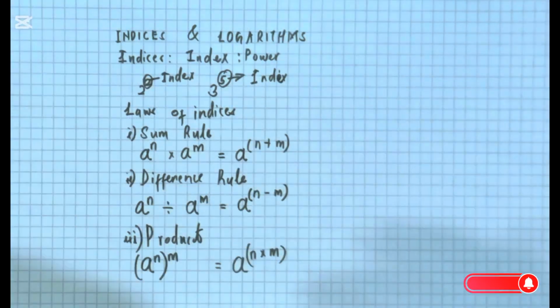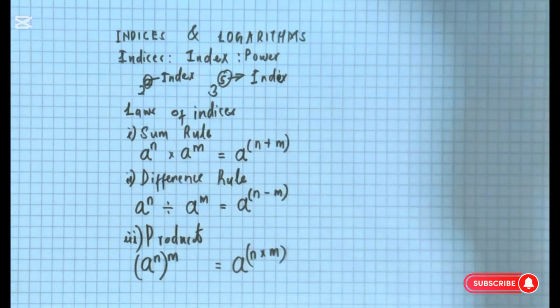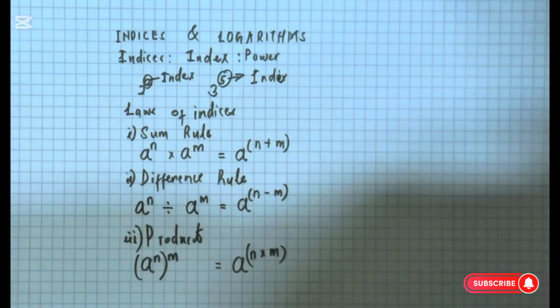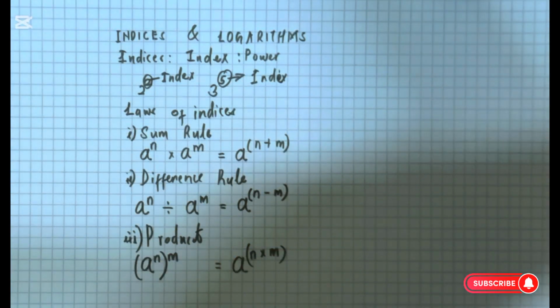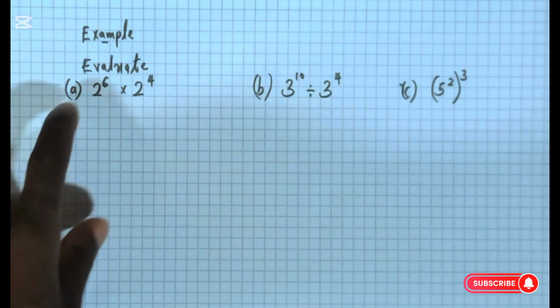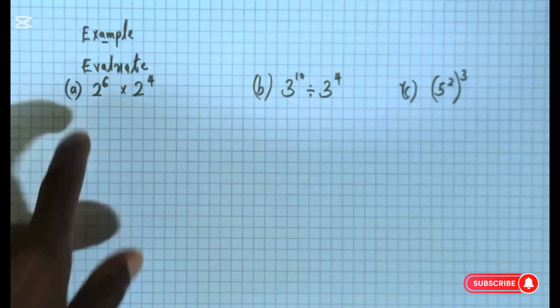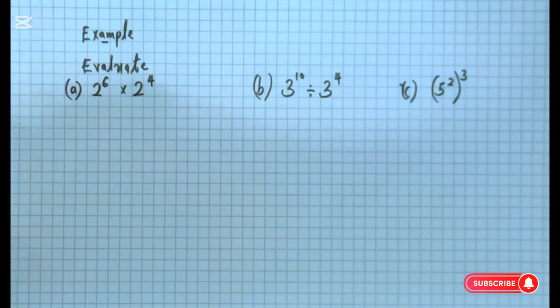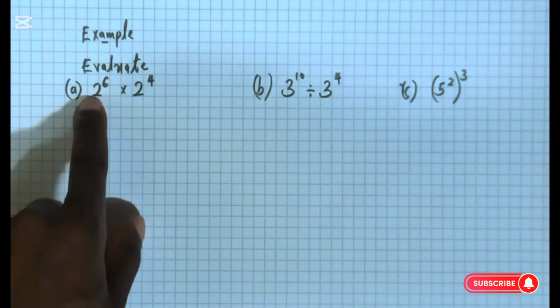Let us look at some examples where these laws are put to use so that we understand how to apply them in real problems. Let's go ahead and solve these problems. We've been told to evaluate A, B, and C. For A, we have 2 raised to 6 times 2 raised to 4. Note that all of them have a common base, and the common base is 2.